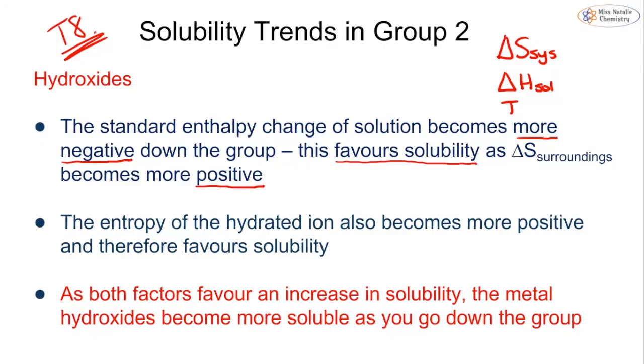When you take the entropy of the hydrated ion, so when the ion has been surrounded by the water, note we're talking about the metal, because the hydroxide is going to be the same in every single one of these, so that's not going to have an effect. We're looking at the entropy of the metal ion when it's hydrated. It also becomes more positive, which also favours solubility. So because both factors favour solubility, your metal hydroxides become more soluble as you go down the group.